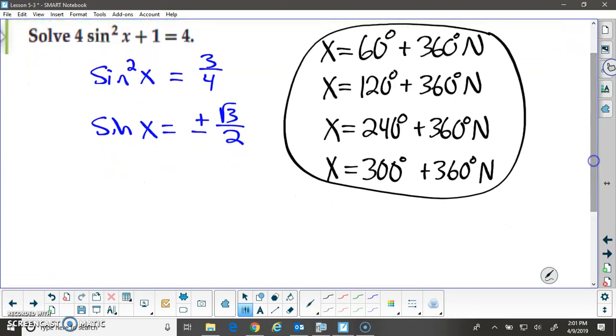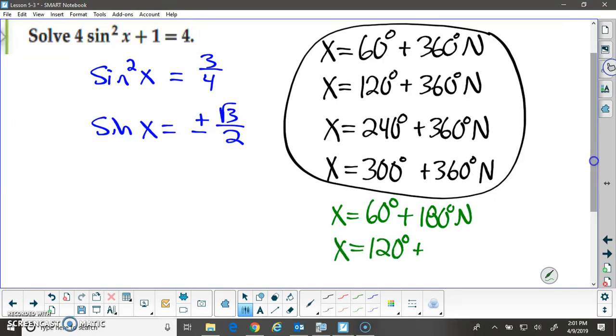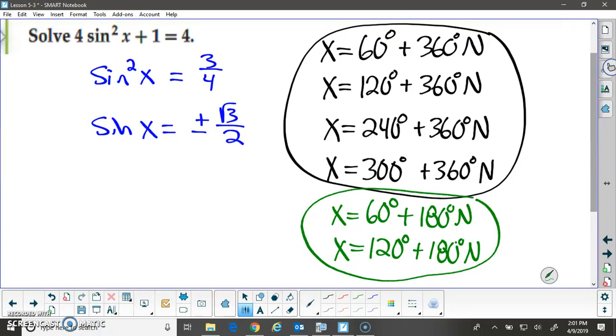If we wanted to try to rewrite that answer in a more efficient manner, we could say 60 plus 180n along with a 120 plus 180n. So the answer in green produces the same answers as the answer in black.